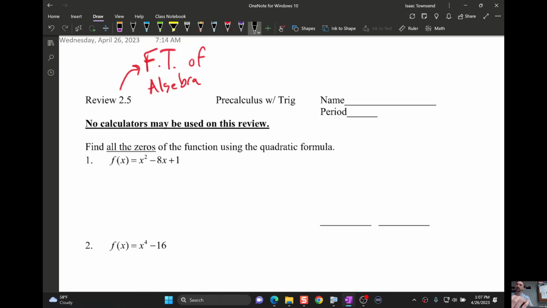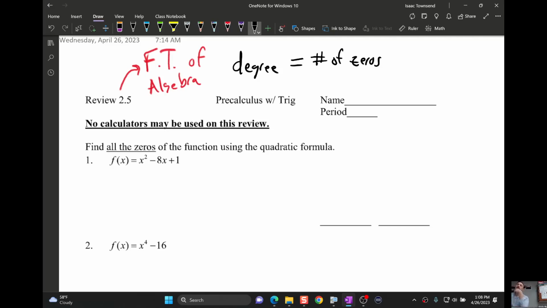So when we say find all zeros, like we're going to do for questions 1, 2, and 3, how do you know how many zeros something has? Right. The degree of the polynomial is the same as the number of zeros, the number of solutions that it has. That's the fundamental theorem of algebra. So that's why all quadratics have 2 solutions. Third degrees will have 3 solutions. A 10th degree would have 10 solutions.